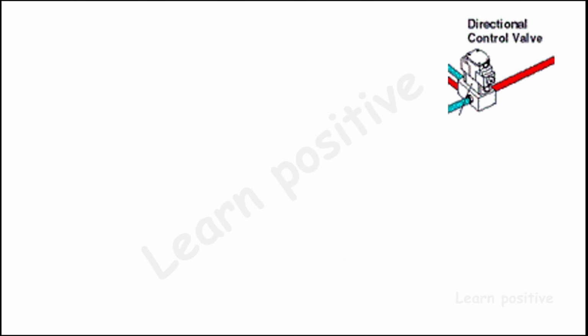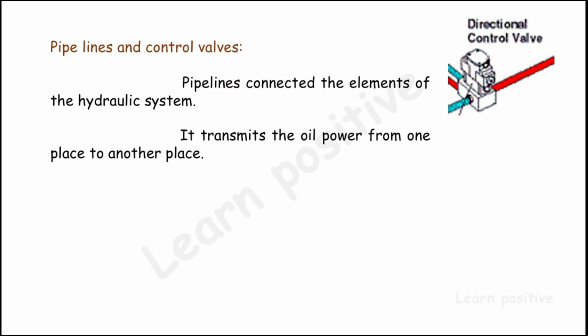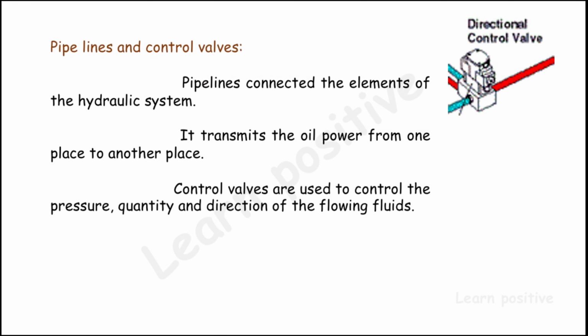The next one is pipelines and control valves. Pipelines are the main part we use. Without them, the hydraulic system never works, because pipelines connect the elements of the hydraulic system. They transmit the oil power from one place to another with the help of the pump. Control valves are used to control the pressure, quantity and direction of the flow. So they control the pressure and quantity of the fluid, how much fluid has to be transmitted, and they also control the direction of flow.